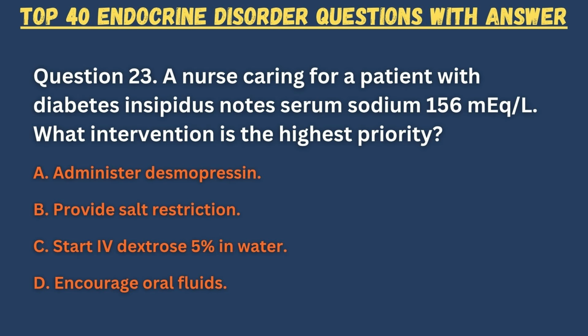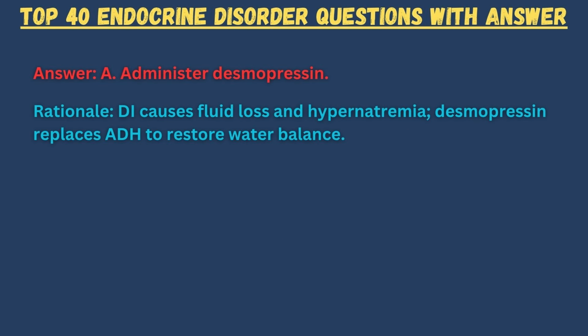Question 23. A nurse caring for a patient with diabetes insipidus notes serum sodium 156 milliequivalent per liter. What intervention is the highest priority? A. Administer desmopressin. B. Provide salt restriction. C. Start IV dextrose 5% in water. D. Encourage oral fluids. Answer: A.